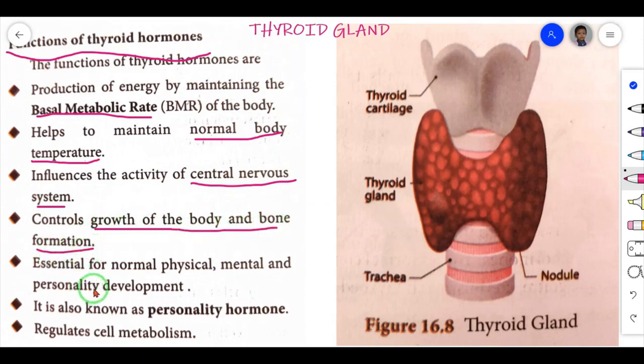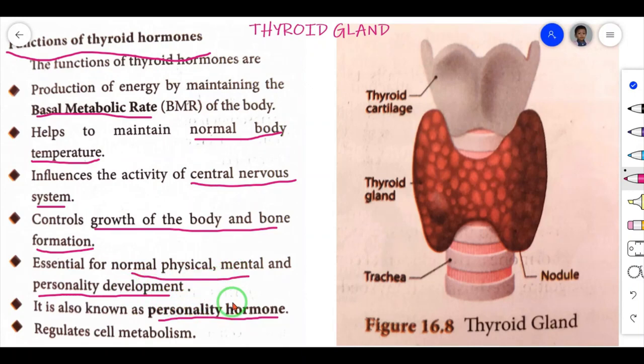Then it is essential for normal physical, mental and personality development. So this hormone is essential for normal physical, mental and personality development. Because of that it is known as the personality hormone. Why is the hormone known as the personality hormone? It is essential for normal physical, mental and personality development, so it is known as the personality hormone.